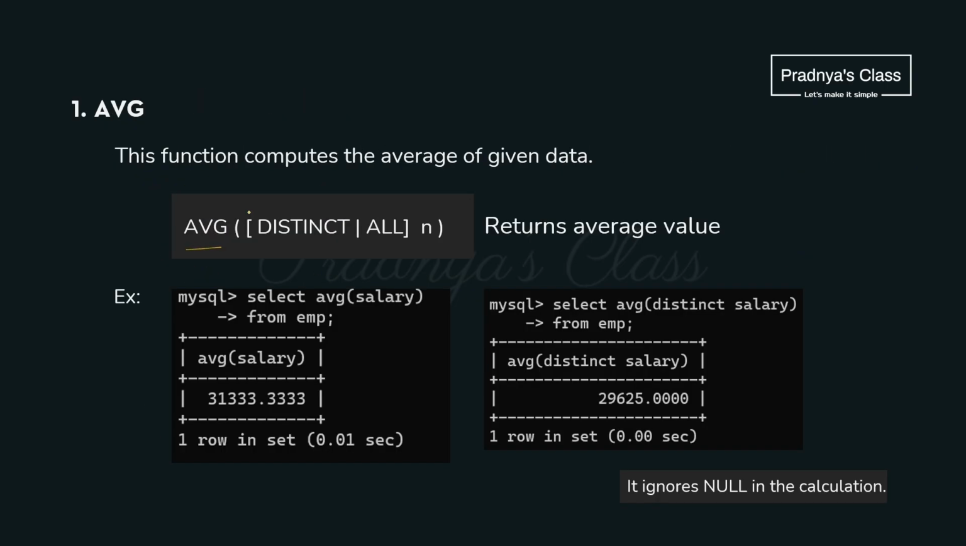When we apply an aggregate function on any column, there are two more clauses. First is distinct and the second one is all. Distinct will not consider duplicate values, whereas all will consider all the values. So here are two examples. By default it will consider all. If you write distinct, it will not consider duplicate values.